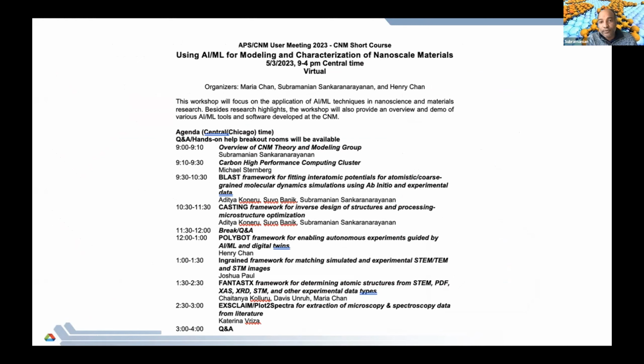So today, what you will basically hear is from Michael Sternberg on the carbon computing cluster, and then you will hear from Aditya Koniru on a BLAST framework, which is one of the frameworks for multi-fidelity scale bridging. And then later on in the morning, you will hear from Subo Banik, who will talk about the casting framework for inverse structure design and processing microstructure optimization. We will break and have a question and answer session, followed by sessions that focus on synthesis.